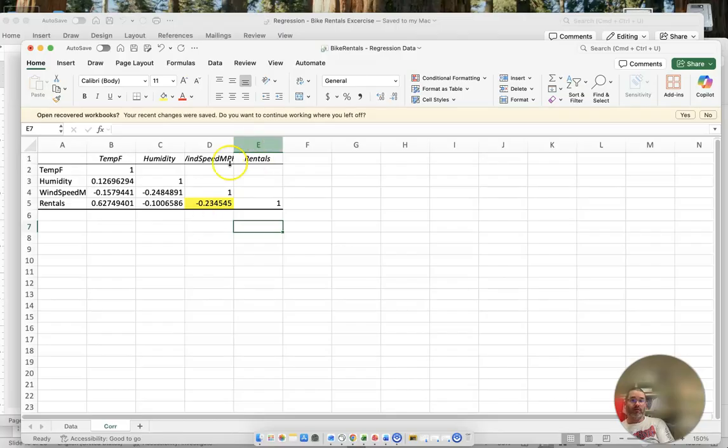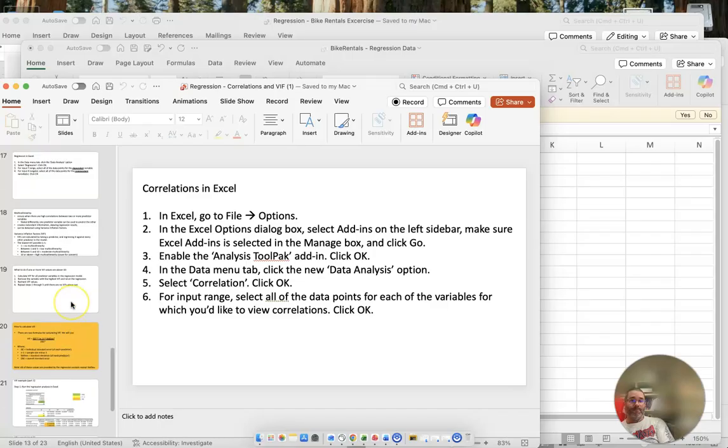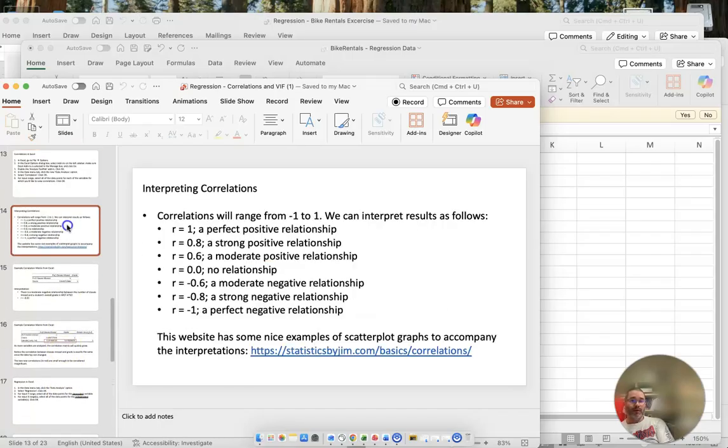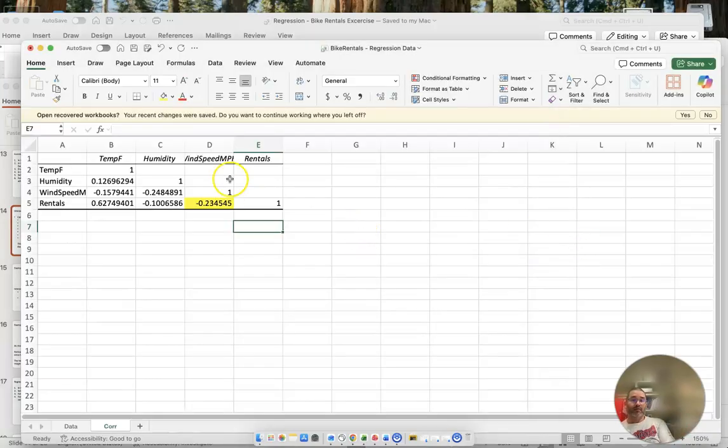Well, here too you can refer to the slides. Specifically what we're after here is this slide, interpreting correlations, and anything below an absolute value of 0.6 should be considered no relationship. Okay, so that negative 0.23 that we saw here, we could just say there's no relationship. Stated differently, rentals and wind speed aren't correlated.